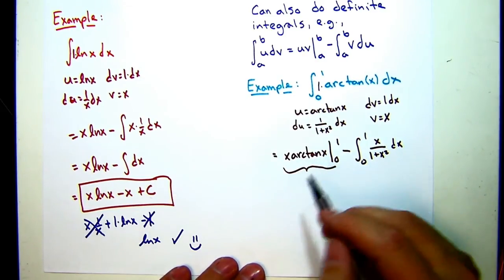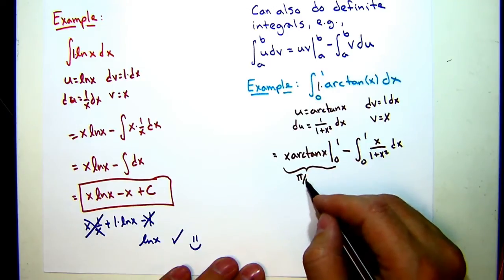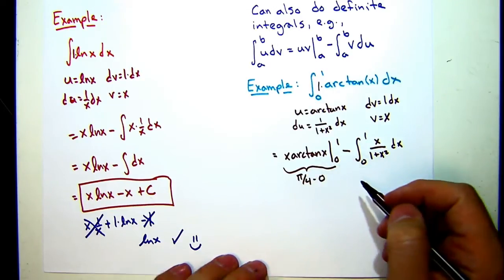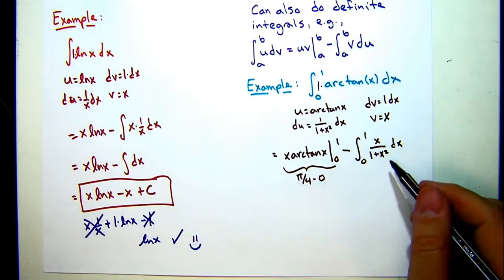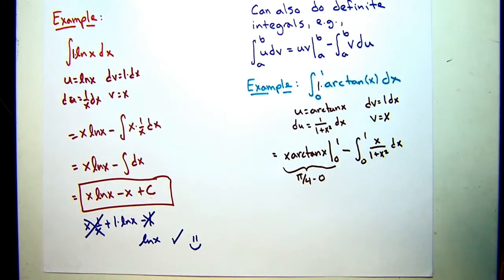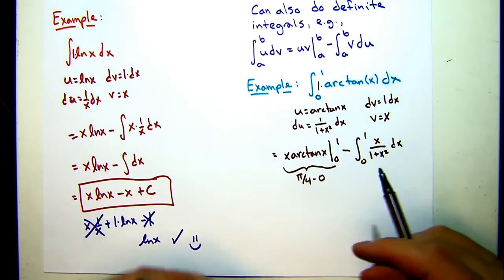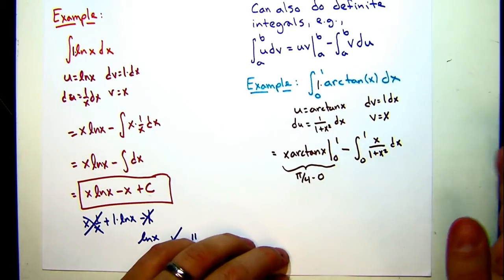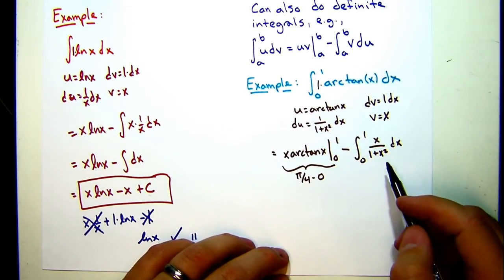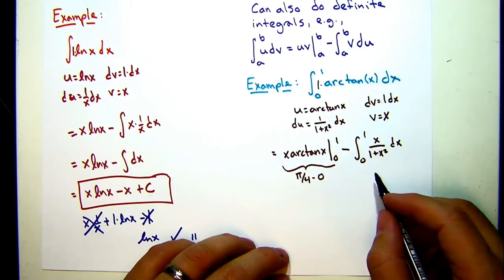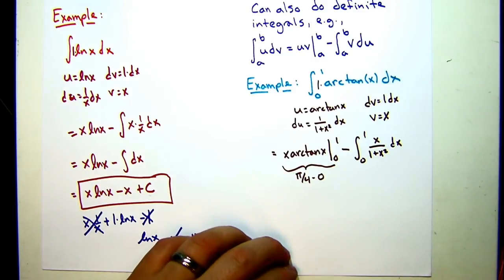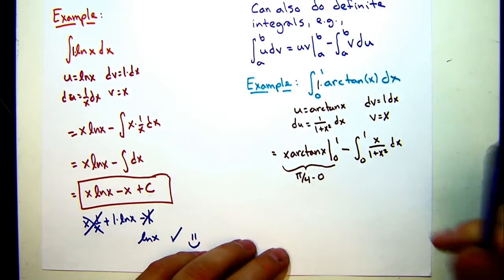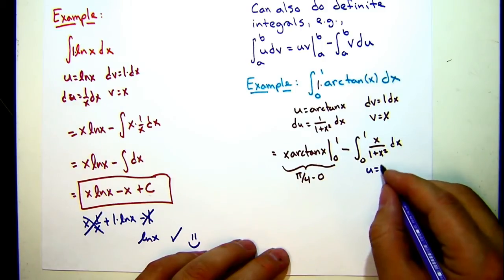Now, we can evaluate here. If I plug in x equals 1, I get 1 times arctangent of 1, which is pi fourths, subtract 0. So I'm going to get a pi fourths. Now here, for the second integral, there's no more arctangent, so we can use anything we want. Anything. Well, here's something. We can do a substitution. So let's do a substitution.